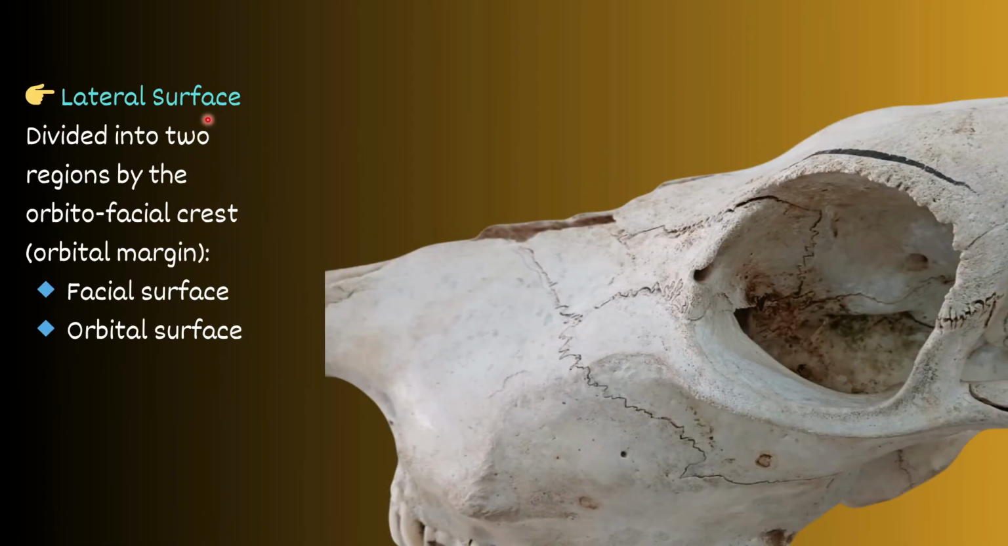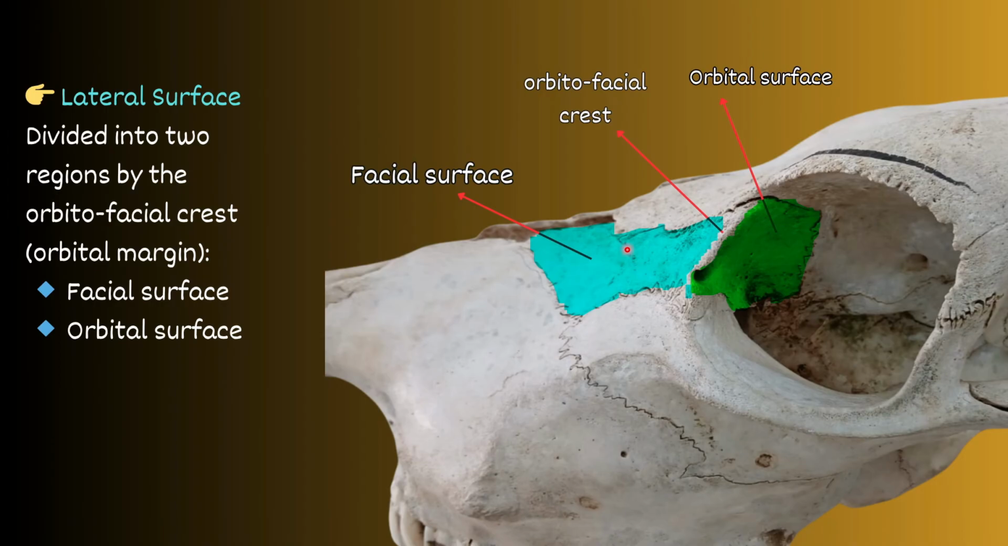Okay, if you see the lateral surface of the lacrimal bone, it is divided into two regions by the orbitofacial crest. So you can see this one. This crest, or demarcation, is called the orbitofacial crest. It divides the lateral surface into two parts: the facial surface and the orbital surface.